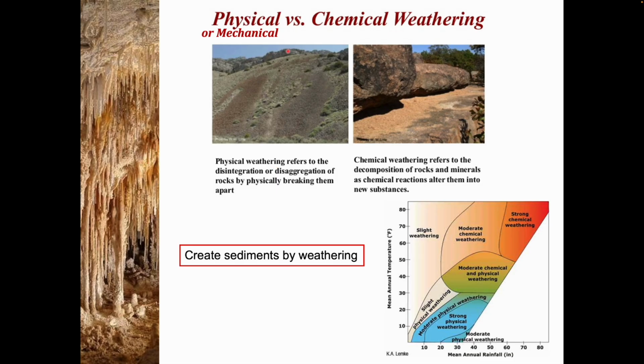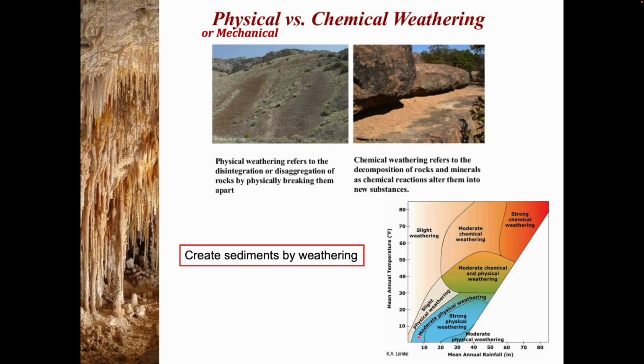In this lecture, we're going to be talking about chemical weathering. Whereas physical weathering refers to the disintegration or disaggregation of rocks by physically breaking them apart, chemical weathering refers to the decomposition of those rocks and minerals as chemical reactions alter them into new substances. So we create chemical sediments by weathering, the same way we create clastic sediments by weathering.